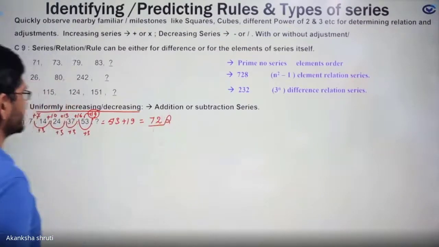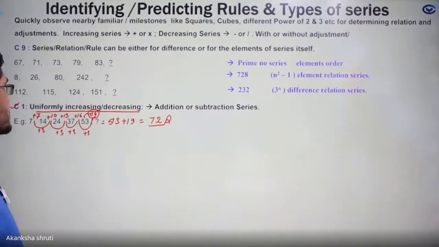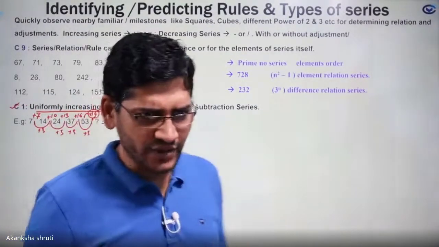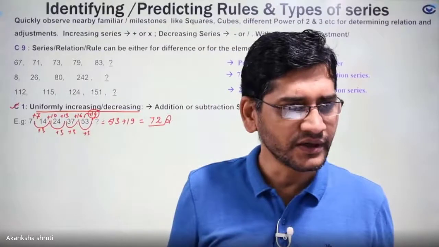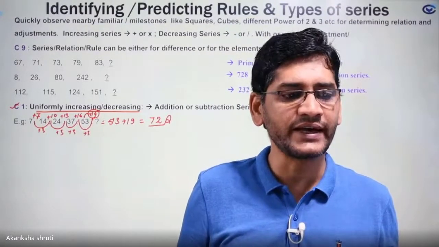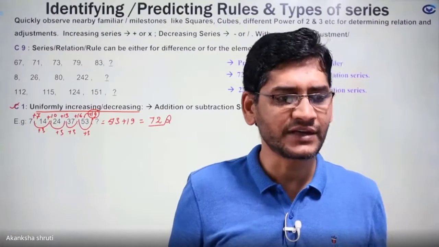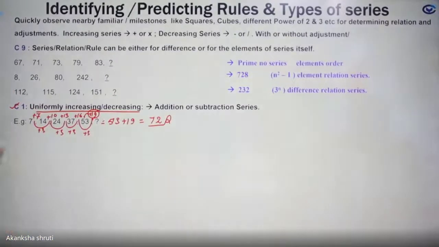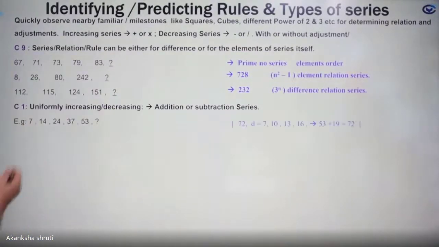This is the answer. Okay, student? So the very first tool, the thing that you have to start with, is to check the difference. Start from the difference, and you will surely reach the rest of the answer. Okay? So this was the first example. So this way we have finished this.